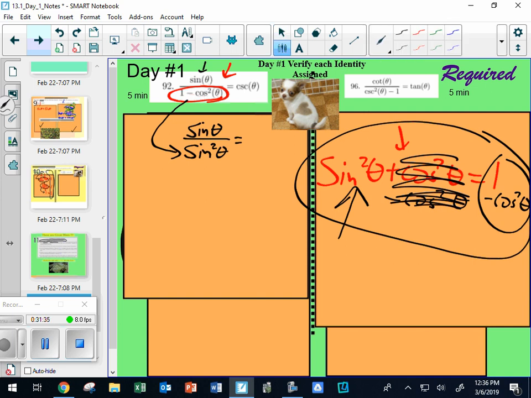Do you get that swap? I replaced 1 minus cosine squared with sine squared. 1 minus cosine squared is sine squared. How do I know? Because I took a fact from the board, one of those big identities, and I just rearranged it a little bit. If it's a fact, you can add stuff to both sides or subtract stuff from both sides, and I did. I subtracted cosine squared, and I got sine squared equals 1 minus cosine squared. Okay, and then sine over sine squared, I'm just going to rearrange this one.